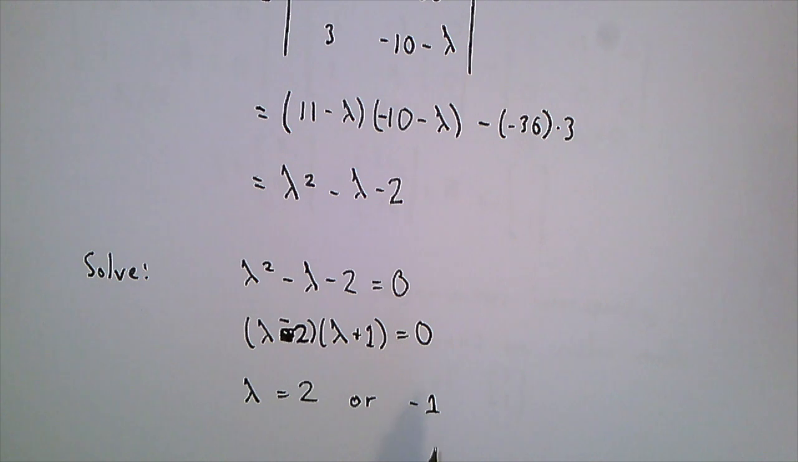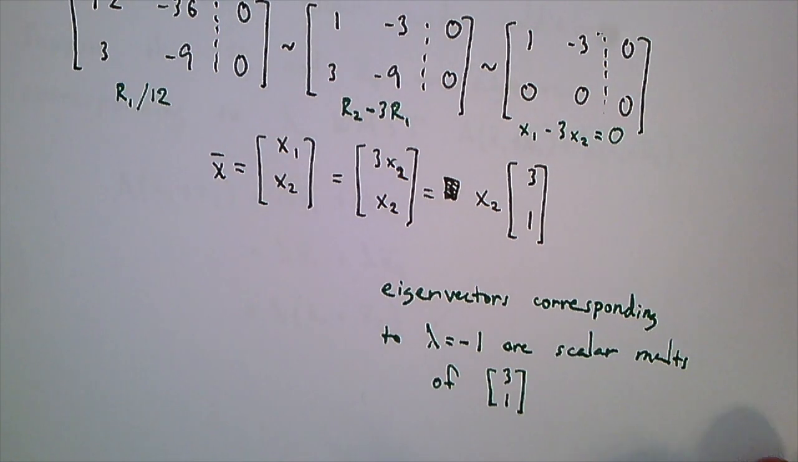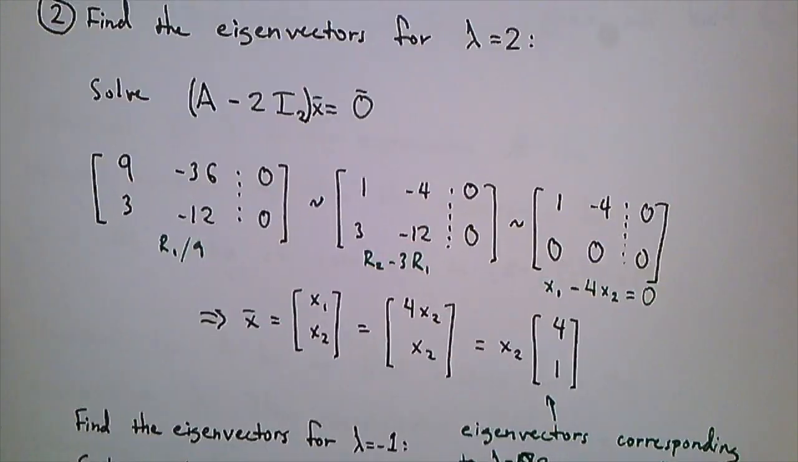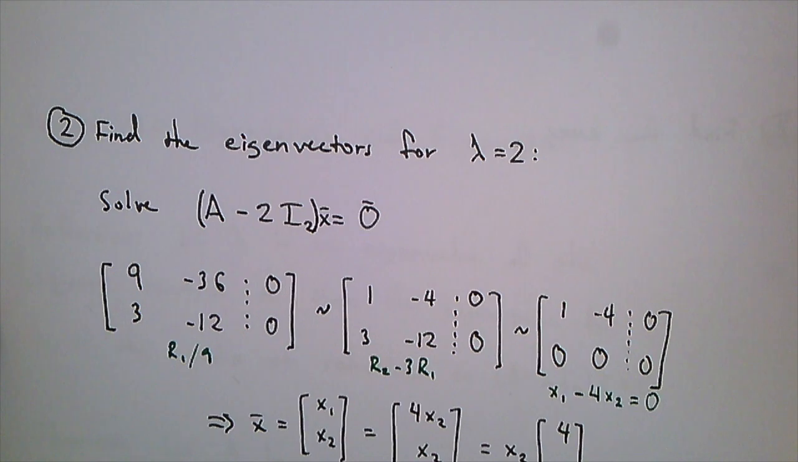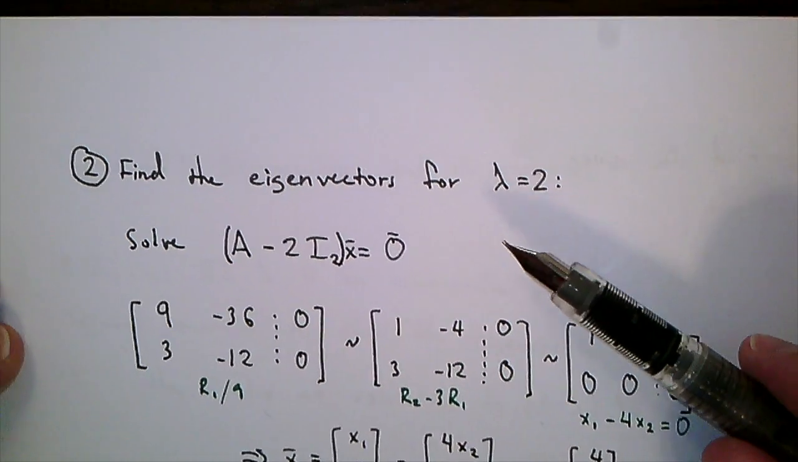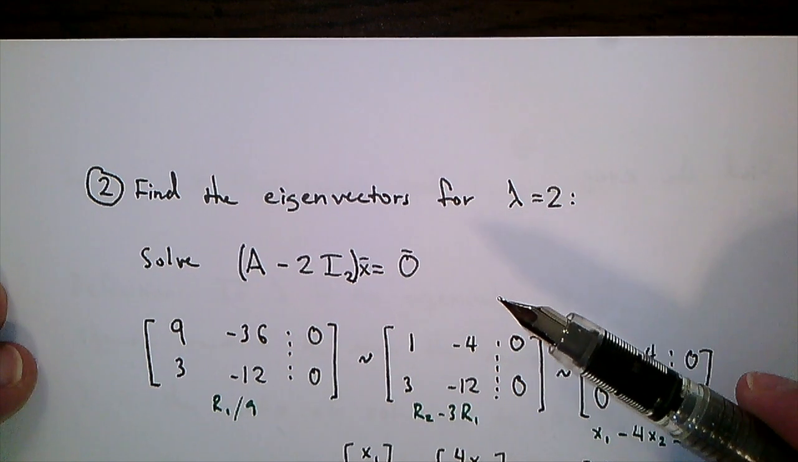So those are the two eigenvalues for this matrix, and you should remember that these are the same two eigenvalues that we saw in the example that started off this section. So moving on to step 2 of our strategy, we're going to find the eigenvectors for lambda equals 2.